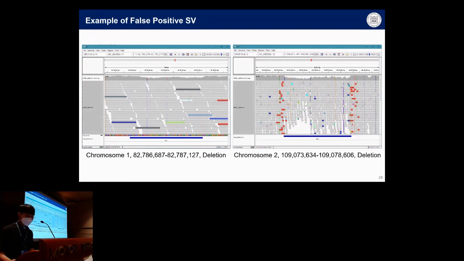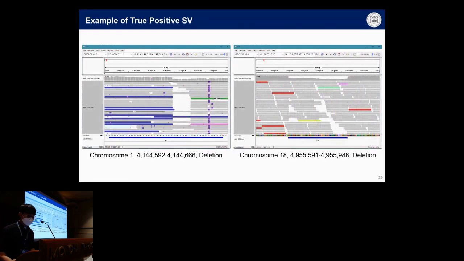These two figures show false positive deletions that DeepSVFilter failed to filter out, but our model determined them successfully as false positives. These are examples of true structural variation. While DeepSVFilter called them false positives, our model retained them as true.